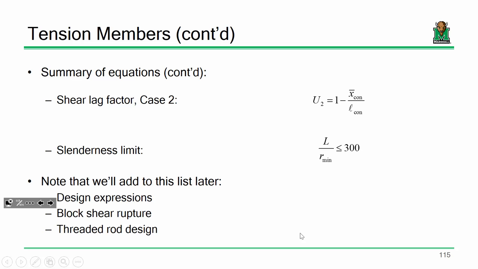Now slenderness, we haven't done that yet today, but we're about to do that here in a second. So slenderness, you just ensure that your L over r is less than or equal to 300. Now we're going to add to this later, but actually we'll be adding to it today. But that's just where we're at so far.